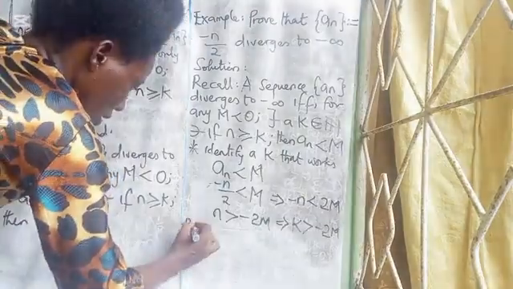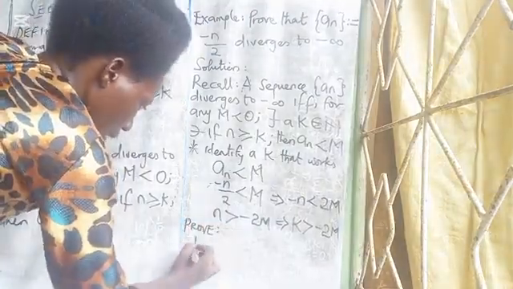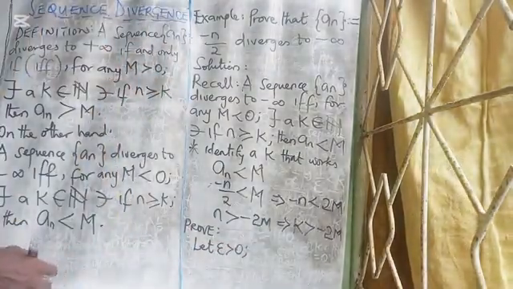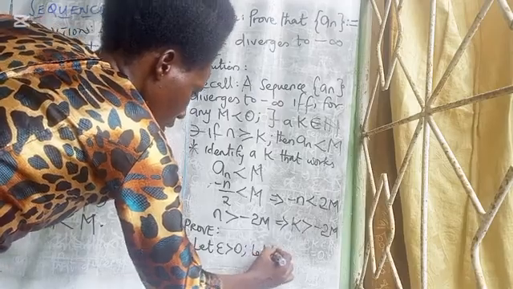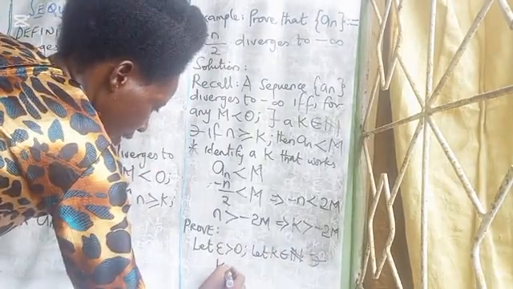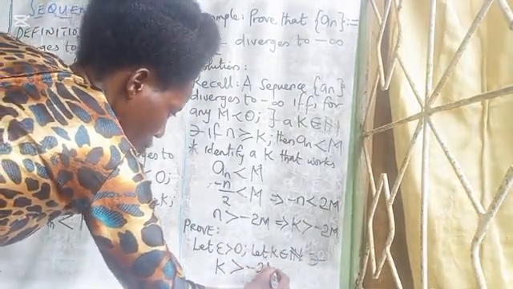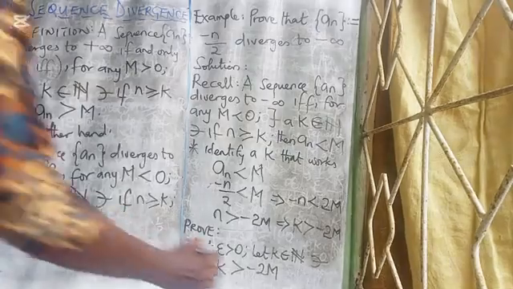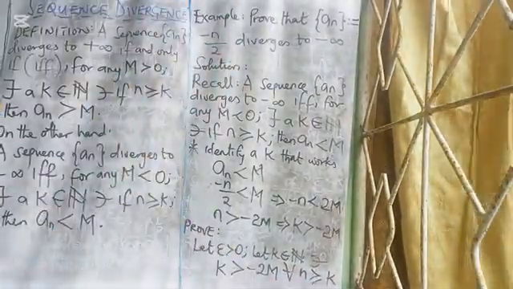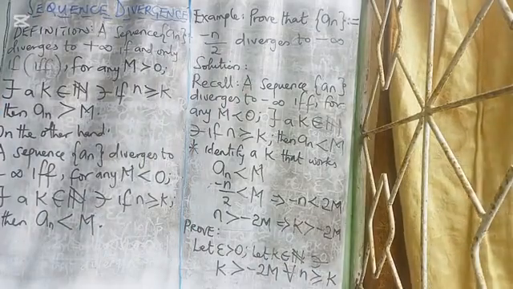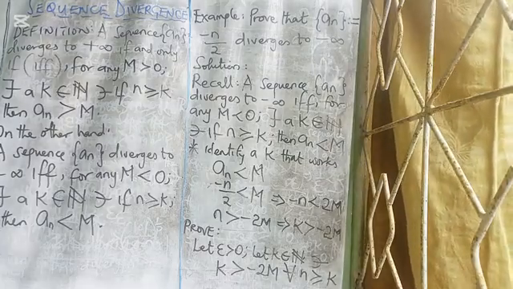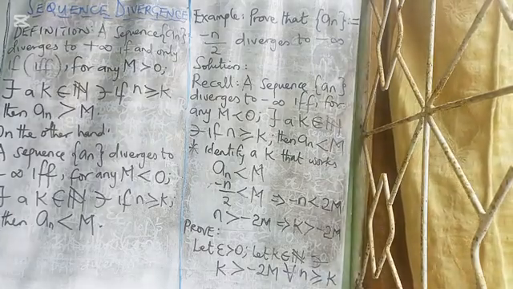We can now prove it. Let epsilon be greater than 0 and let k, an element of natural numbers, be such that k is greater than minus 2n for all n greater than or equal to k. We now want to show that truly our a_n is less than n.